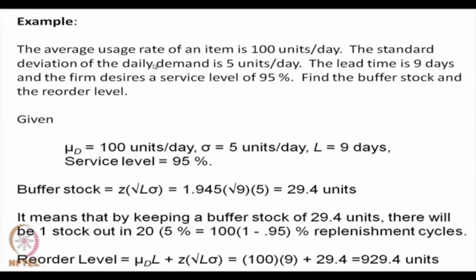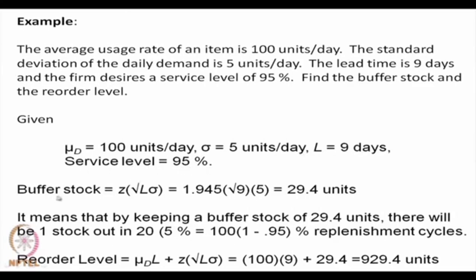The average usage rate of an item is 100 units per day. The standard deviation of the daily demand is 5 units per day. The lead time is 9 days. The firm desires a service level of 95%. Find the buffer stock and the reorder level. So, what is given: the mean value of the demand is 100 units per day, the standard deviation is given as 5 units per day, the lead time is given as 9 days, and the service level is given as 95%.